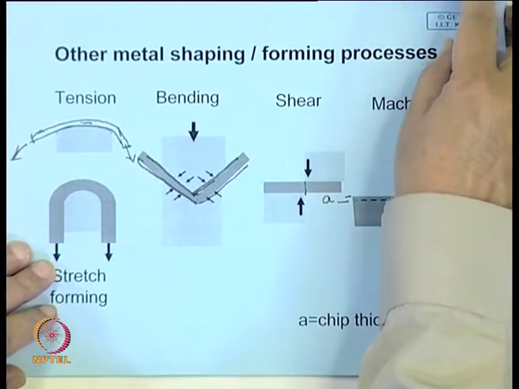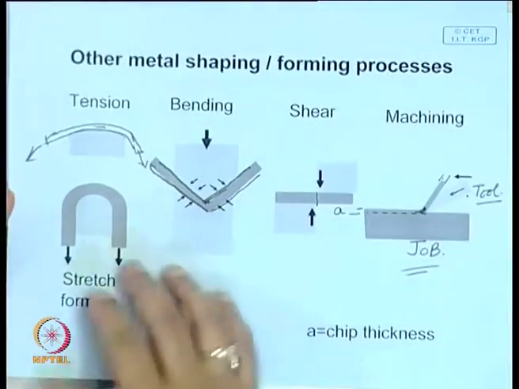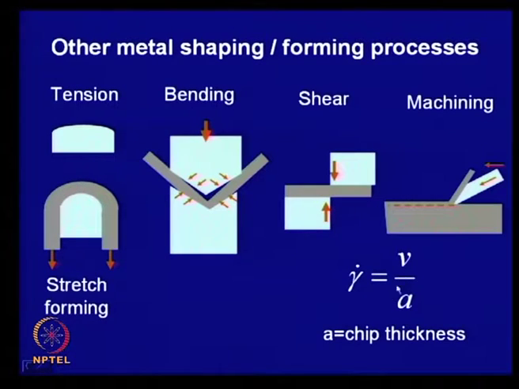So, this is one way of classifying the method of deformation, and here also it is possible to calculate the strain rate for the shearing process, like at what rate the tool is moving, or the job is moving if the tool is fixed. So, if V is the velocity, then your strain rate will be this velocity over this length A, which is the chip thickness. You can see that this will be your strain rate.